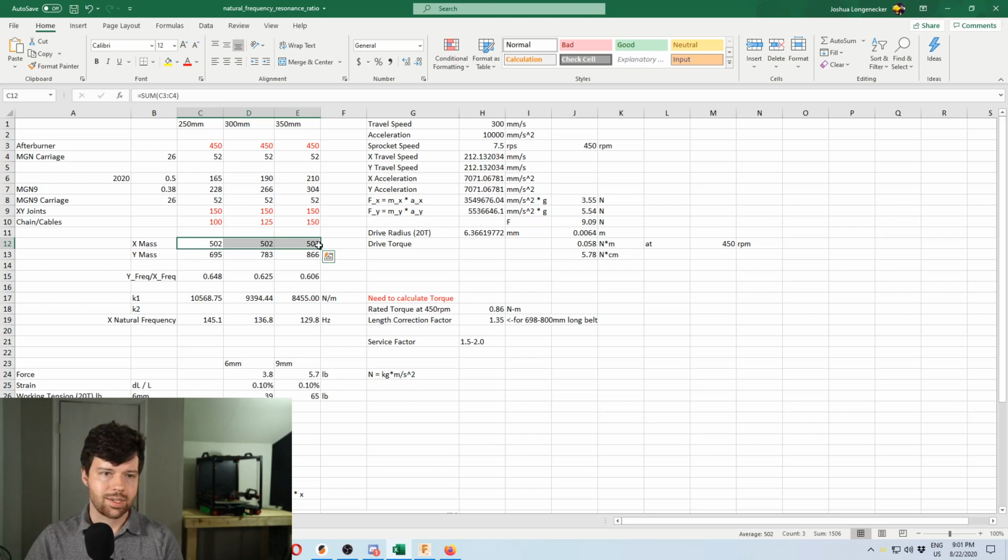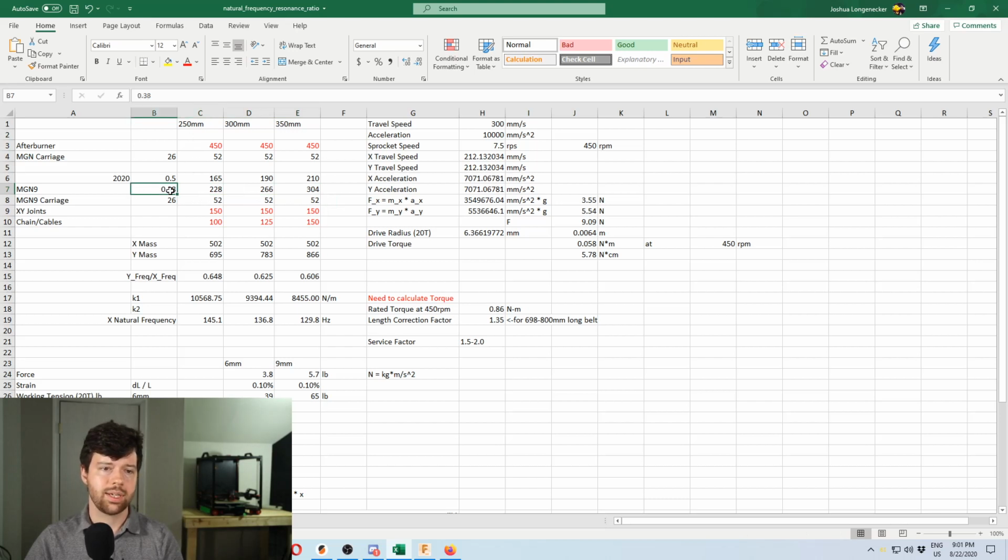However, the Y axis will be slightly different. So here are the 2020 extrusion weights. I believe, yes, this is grams per millimeter of 2020 extrusion. That value changes over the course of the 250 to 350 printer because essentially the X axis grows longer. Again, we have two MGN9 rails that also grow longer.